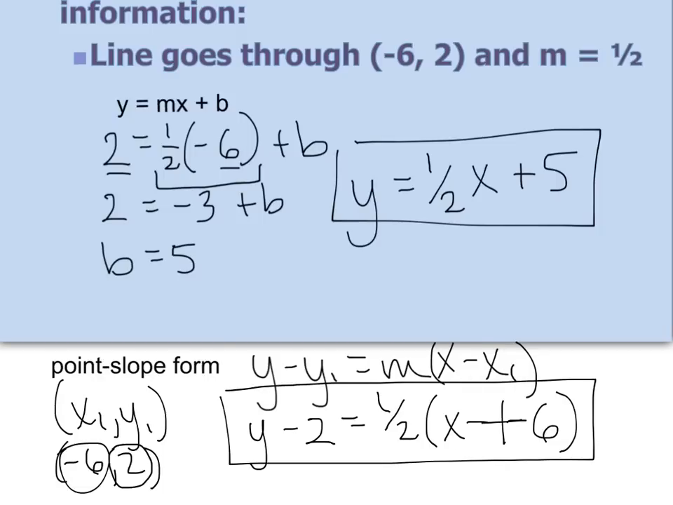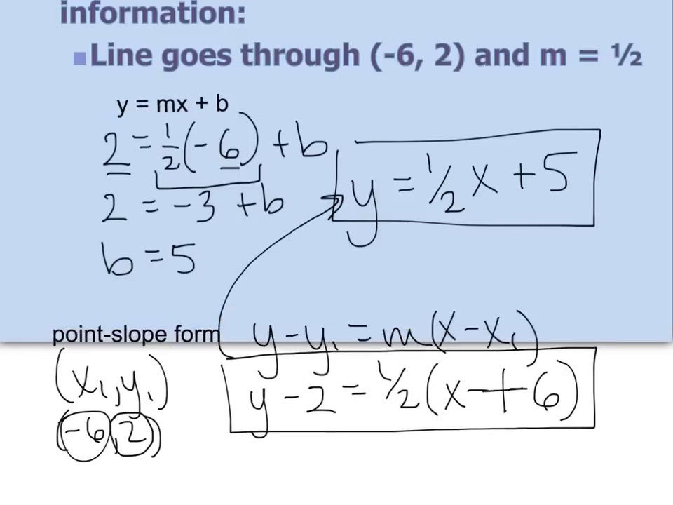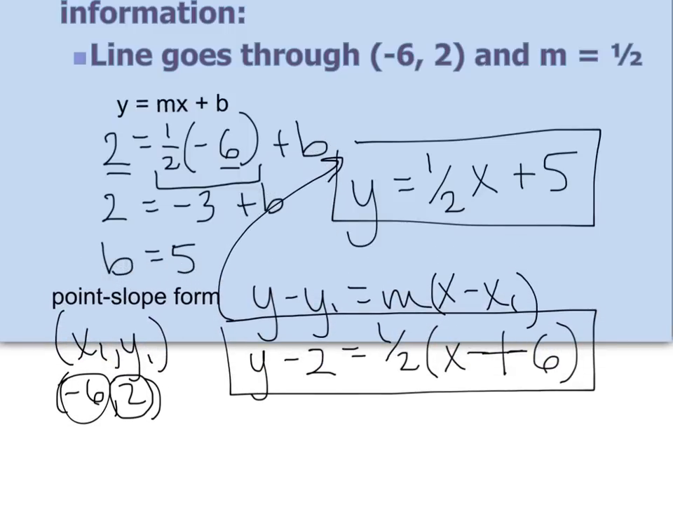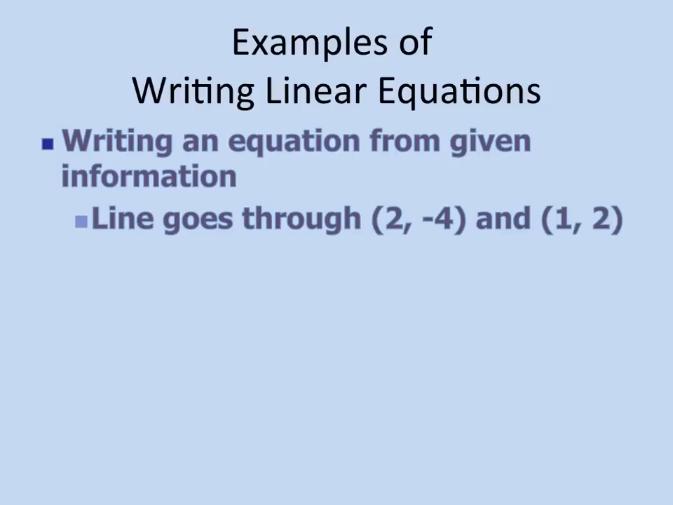If you wanted to get it to look like this answer, however, you could expand it out. So I would have to distribute the 1/2 into the parentheses. And if I do that, then I would get y minus 2 still equals 1/2 x plus 3. And if I add the 2 to the other side, you'll notice I get what I started with, y equals 1/2 x plus 5. So this is just another form for writing a line, point-slope form. Make sure you have that in your notes before you move on to our final example.